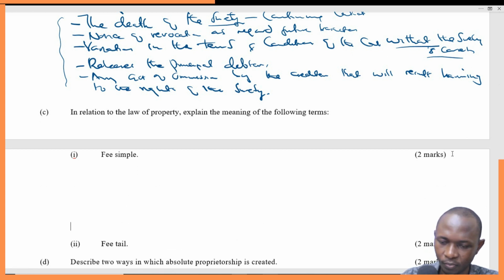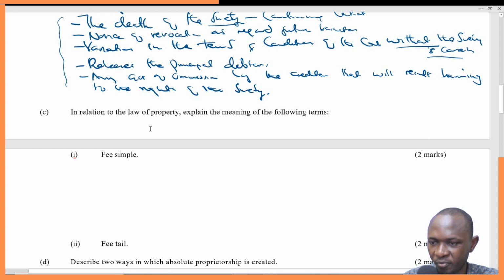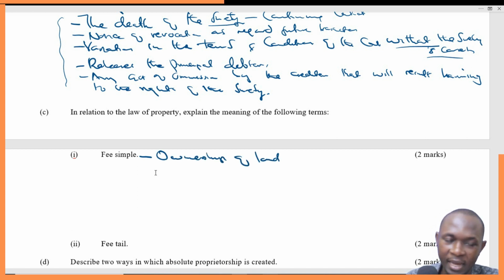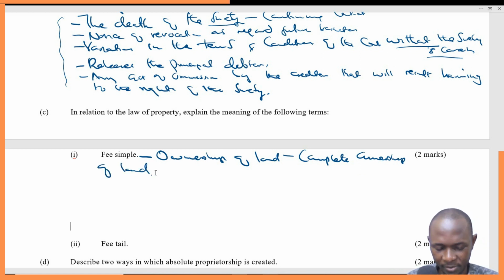Fee simple. Now, fee simple simply means, in the law of property, it's about ownership. So fee simple is about ownership of land, and it's basically the complete ownership of land, where somebody has complete ownership and possession of land, and it can be used for his own personal use. It's also called freehold premises. So he has been granted all the rights to use that piece of land as he or she may please.